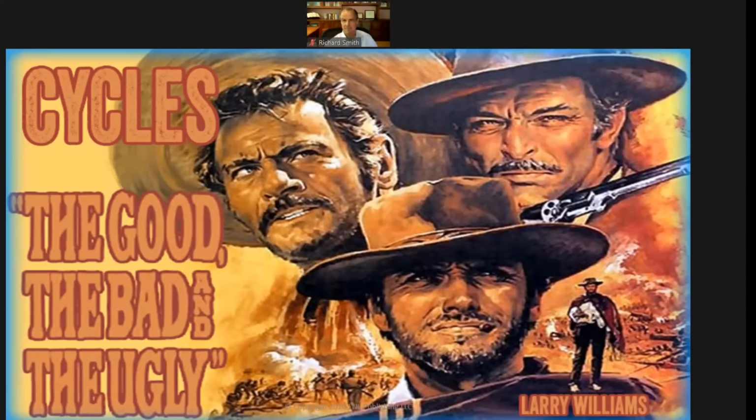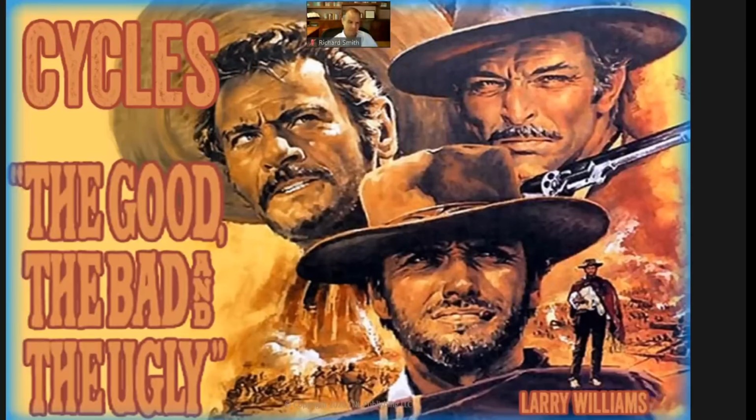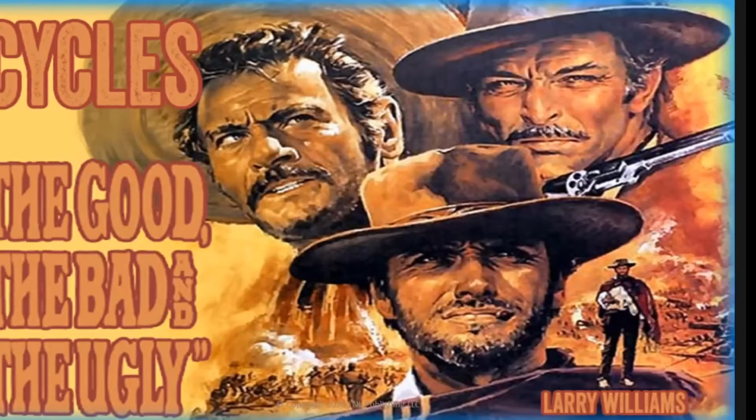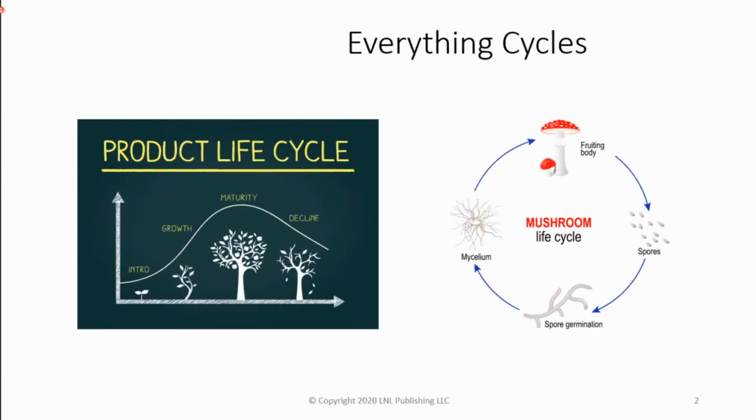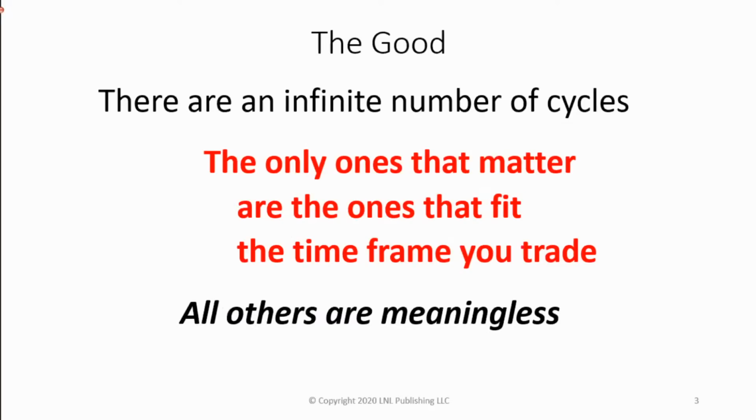I'm going to be the doubting Thomas. Though I use cycles and I believe in them, I still have problems with them. So to me, it's the good, the bad, and the ugly. I think everything in life cycles. We're born, we grow, we mature, we die. Doesn't matter if it's a tree or a mushroom. Everything cycles, or at least certainly it appears to cycle. So cycles are there. They're every place.